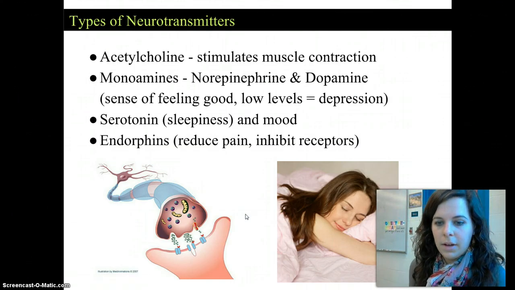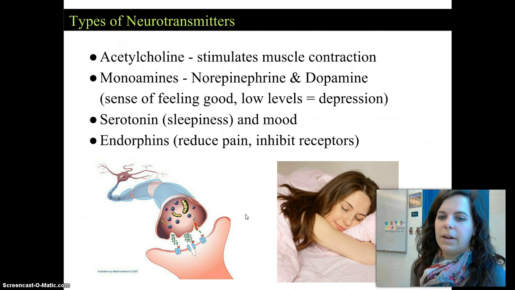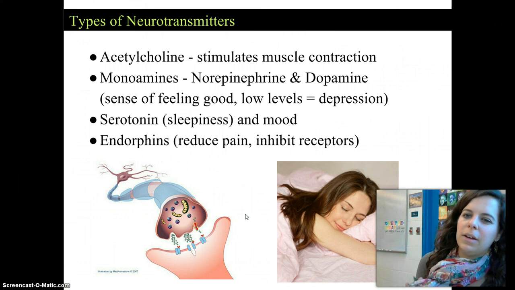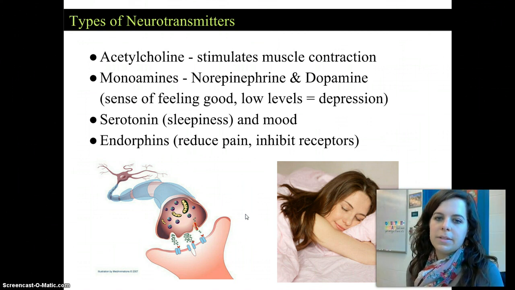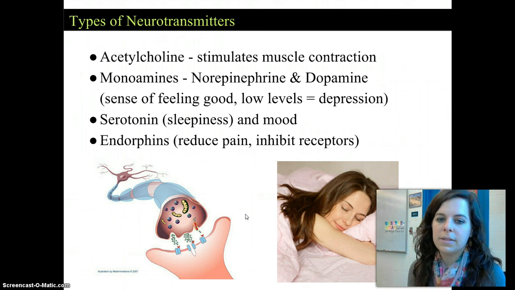Okay. So you have some types listed. Acetylcholine obviously stimulates muscle contraction. We've talked about that before. Monoamines, like norepinephrine and dopamine, give you a sense of feeling good. If you don't have a lot of them, then it can cause depression. Serotonin causes sleepiness and regulates your mood. And endorphins reduce pain and actually inhibit your receptors. Endorphins are some of the reasons why you can lift a car if your kid is stuck underneath. So those are some different types.